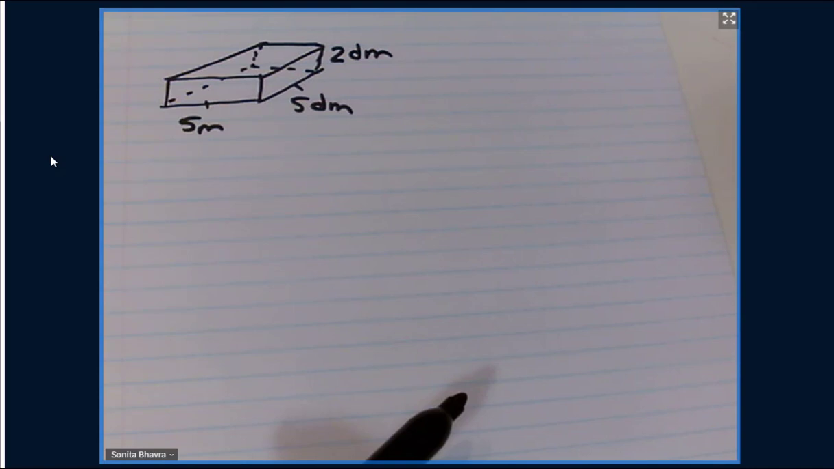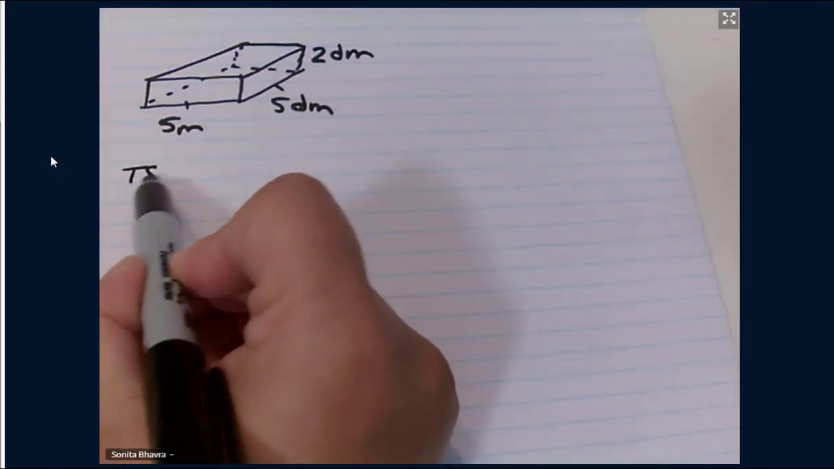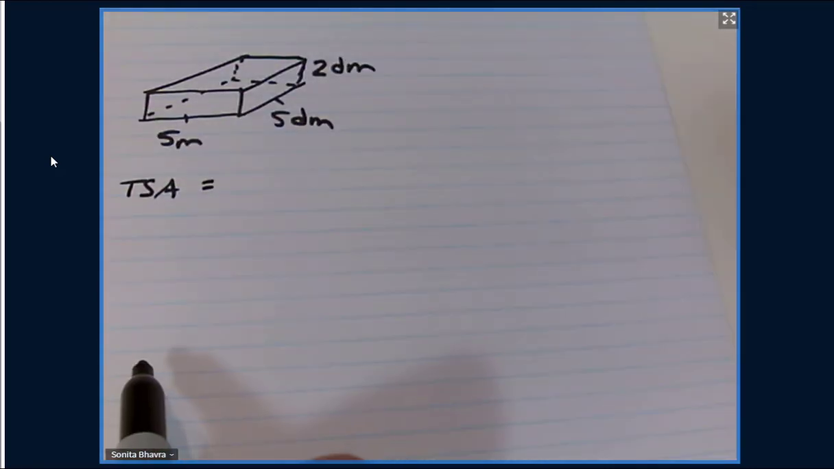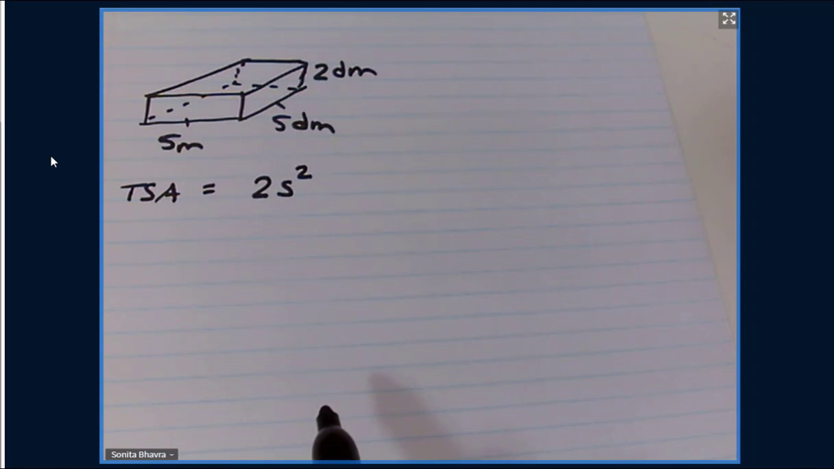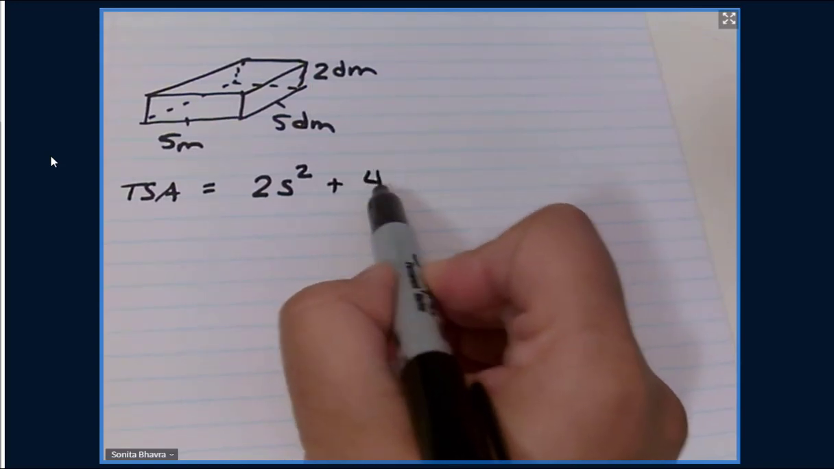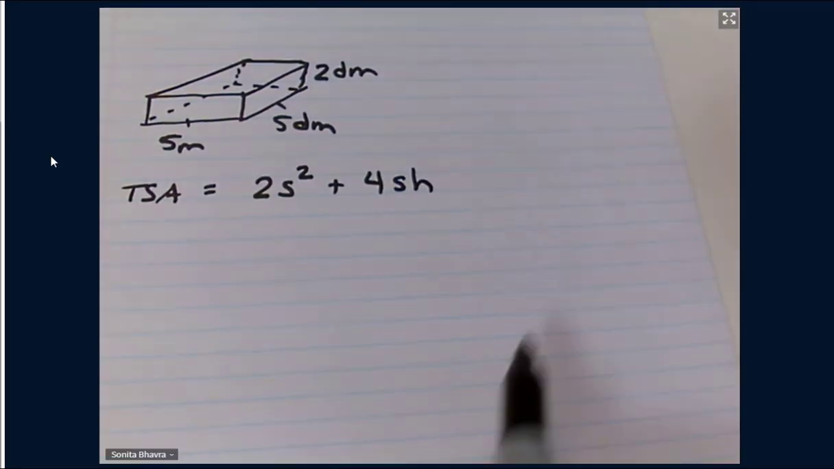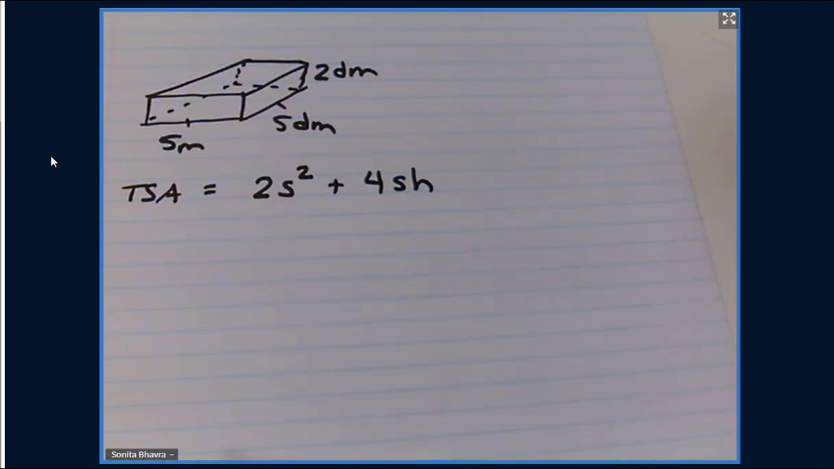decimeters. So to calculate the total surface area of a square prism, we have 2s squared. That represents the top and bottom base. And then we have the four lateral sides, so 4sh. S stands for side, and the h stands for the height.